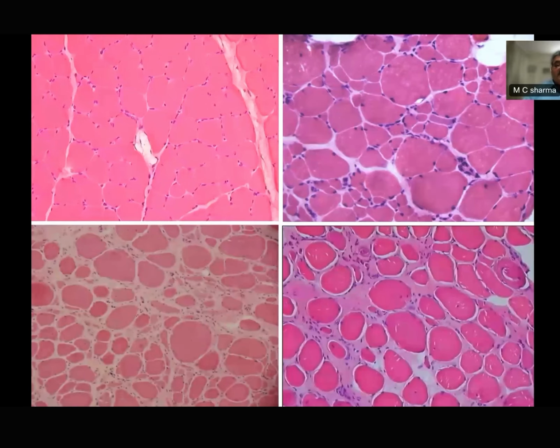Now, there are a lot of features which are suggestive. For example, here there is variation in fiber size. Some of the fibers are smaller. There is fibrosis, a lot of fibrosis. The nuclei are moving toward the center, what we call internalization of nuclei. This is more of a reaction to the injury. If more than 3% of the fibers show this internalization of nuclei, it is very helpful in the diagnosis of muscular dystrophy.